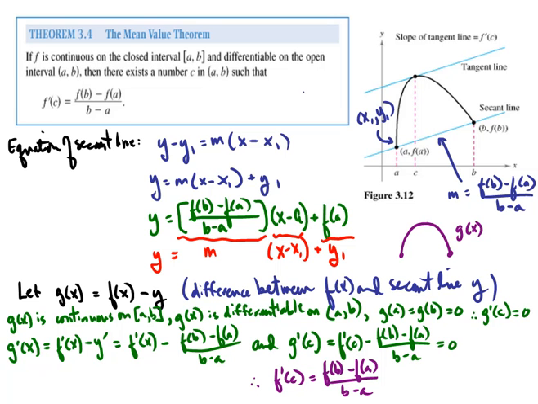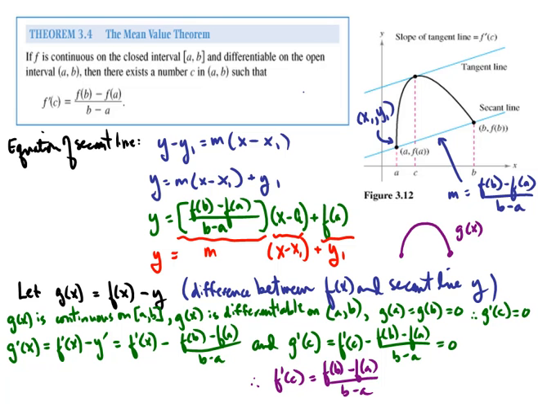Then we created this new function g of x, and g of x is just the difference between f of x and y. We can see that that starts at 0, it increases, and then it comes back down to 0 at the second endpoint. So g of x is f of x minus y. It starts at 0 and it ends at 0.